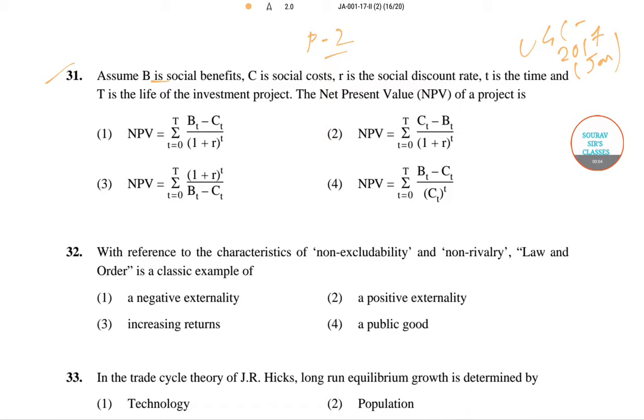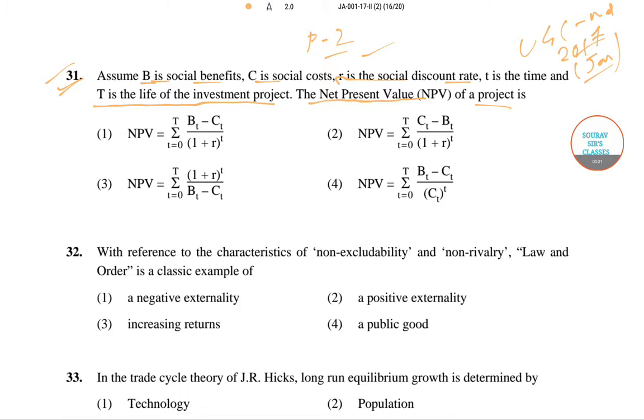So in today's video we'll solve the UGC-NET 2017 January paper. Today we'll be focusing on paper 2. In paper 2 first we'll start with question number 31. In question number 31 it is given, assume B is social benefits, C is social cost, R is the social discount rate, T is the time and capital T is the life of the investment project. We have to find the value of NPV of a project.